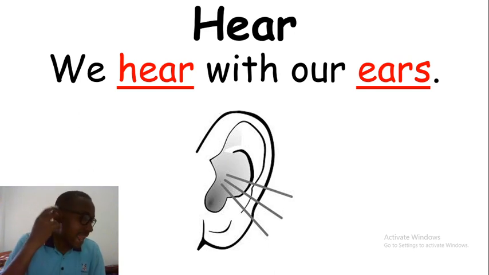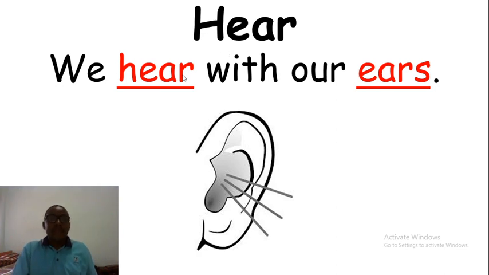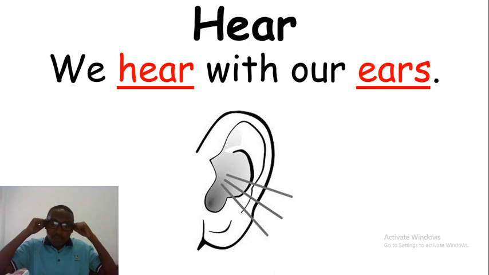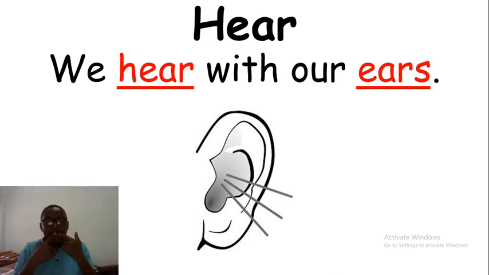Next is hear. Again, hear. How do we spell hear? H-E-A-R. Hear. So we hear with our ears. We have 2 ears. 1, 2. And they are the ones that help us to hear. For example, to listen to music. To listen when I'm speaking. We hear with our ears.